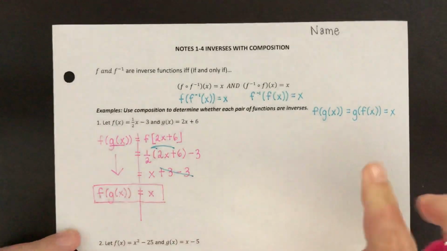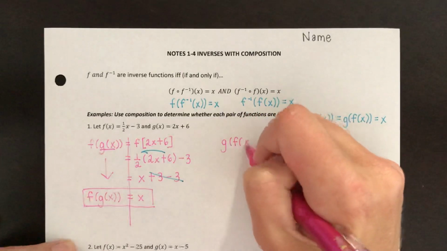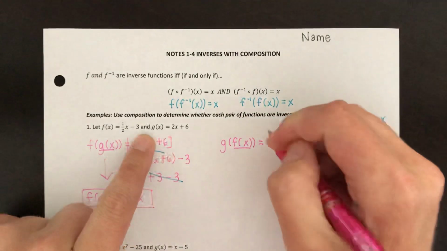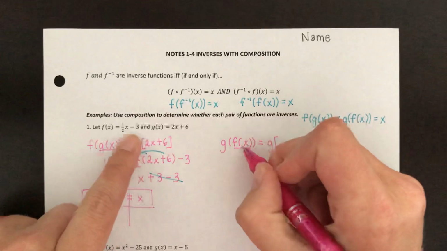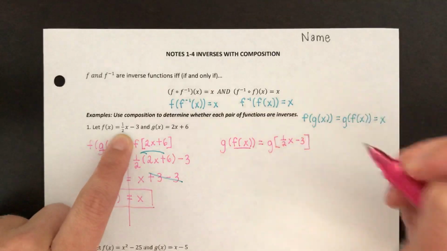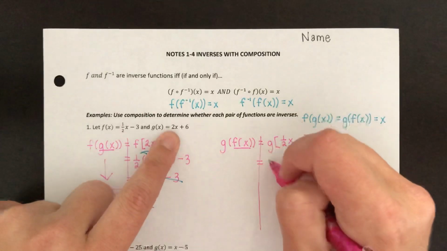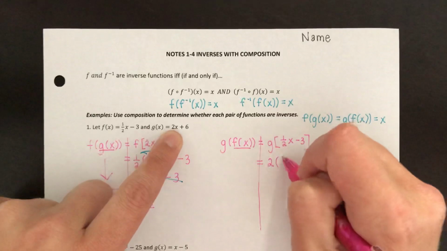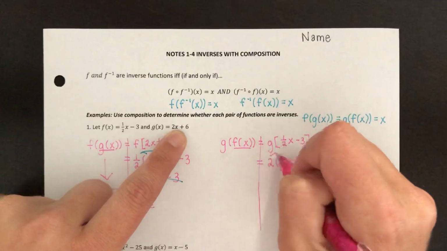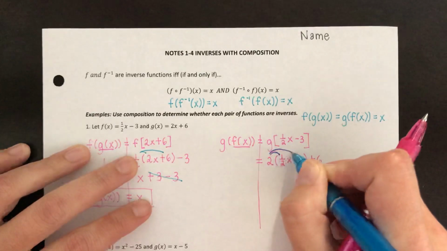Let's see if g of f of x also equals x. So let's try it. So does g of f of x equal x? So now in this case, f of x is on the inside, so I'm going to do g with my brackets, and then f of x goes on the inside. Okay, and then that gets plugged into g. So here's g, so that's 2. Where I see x, I plug in the 1/2 x minus 3, and then plus 6. And then, of course, I just distribute.